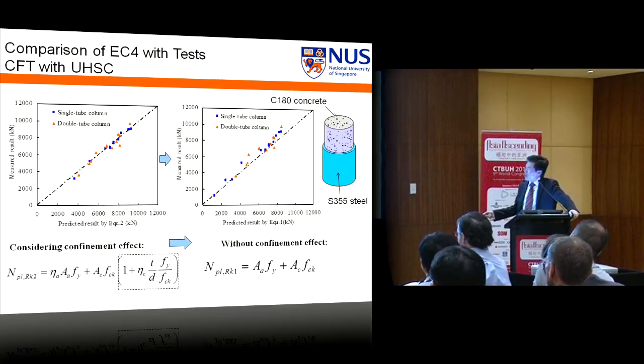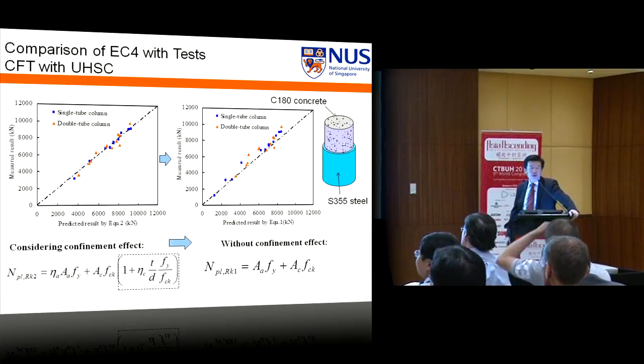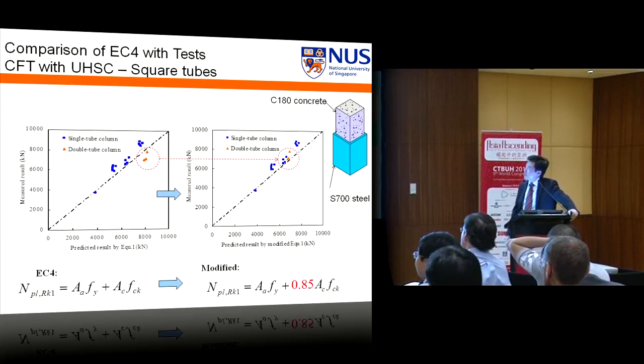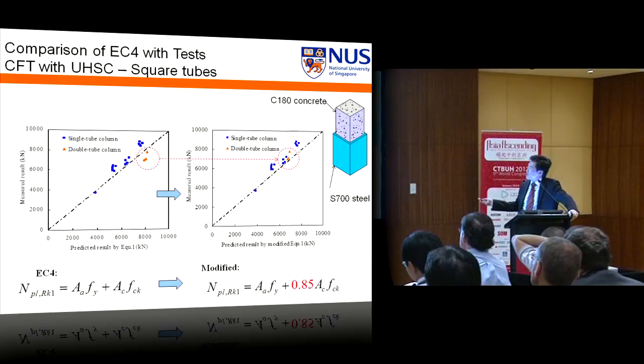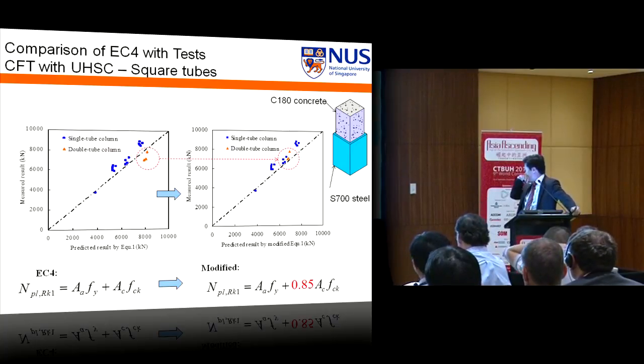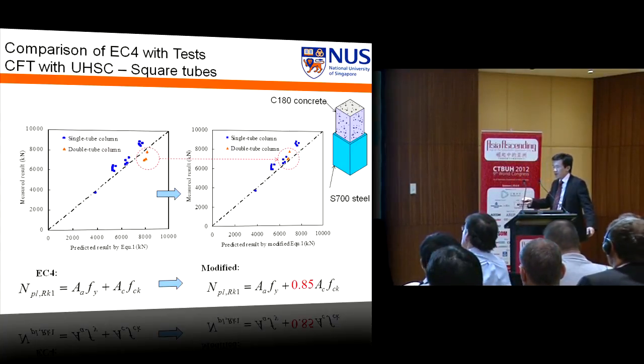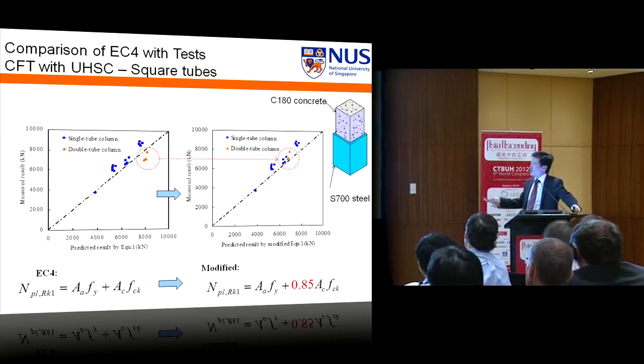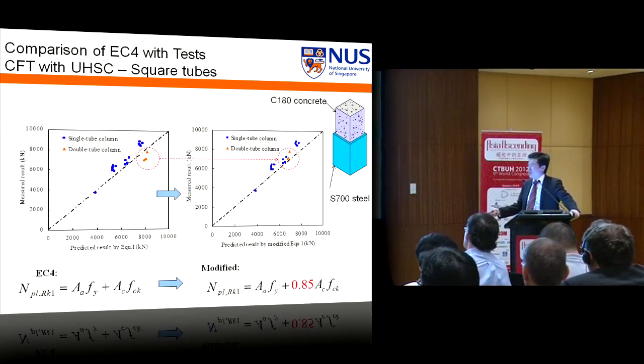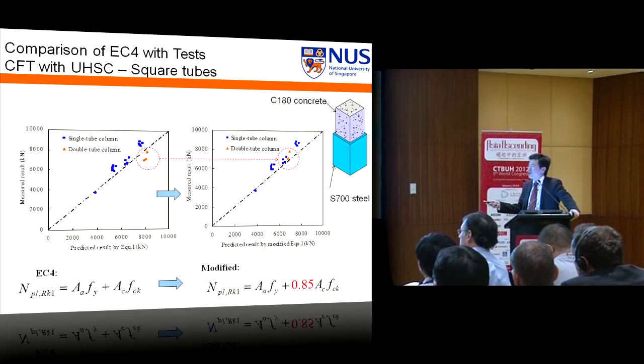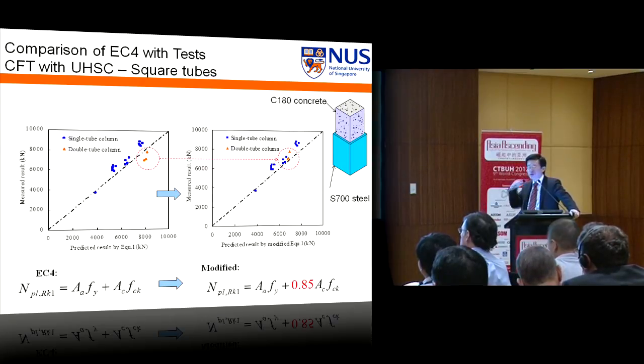And without the confinement effect, we remove it. You get the sum of the two materials. Most of the tests actually are predicted very nicely by the codes. Similarly for high strength steel, we're using a high strength steel. You can actually propose that without confinement, but that's not good enough. There are some columns actually falling outside.